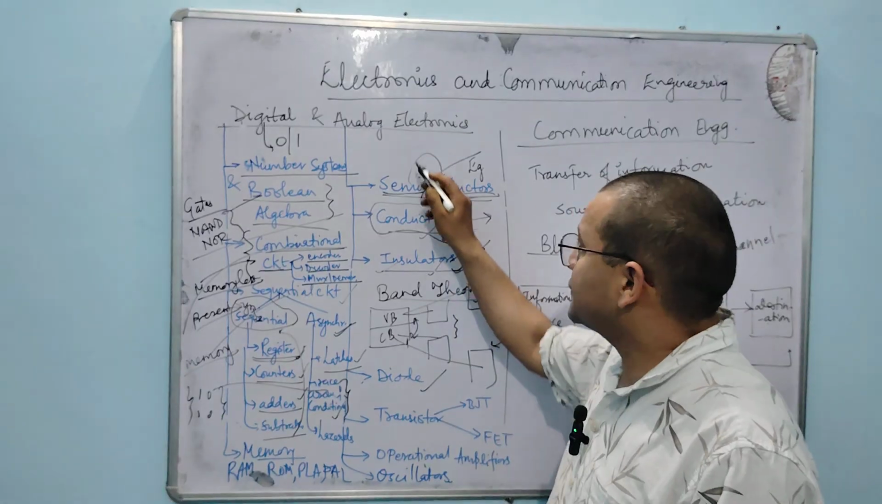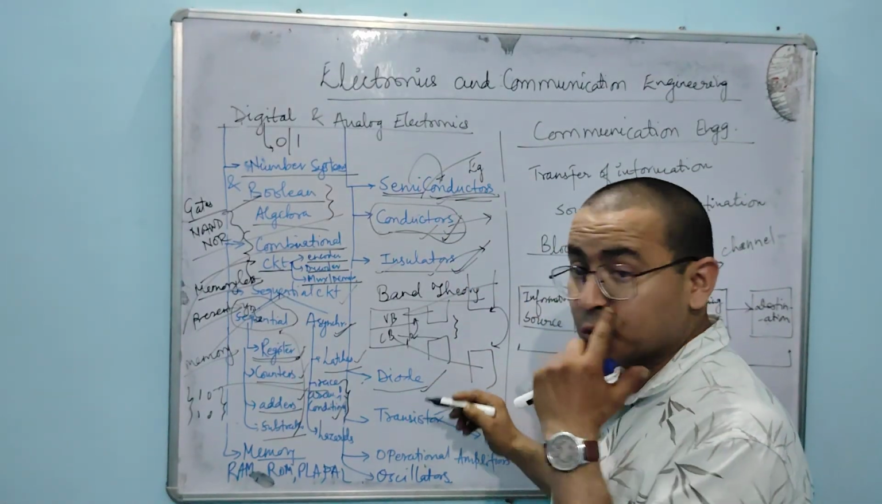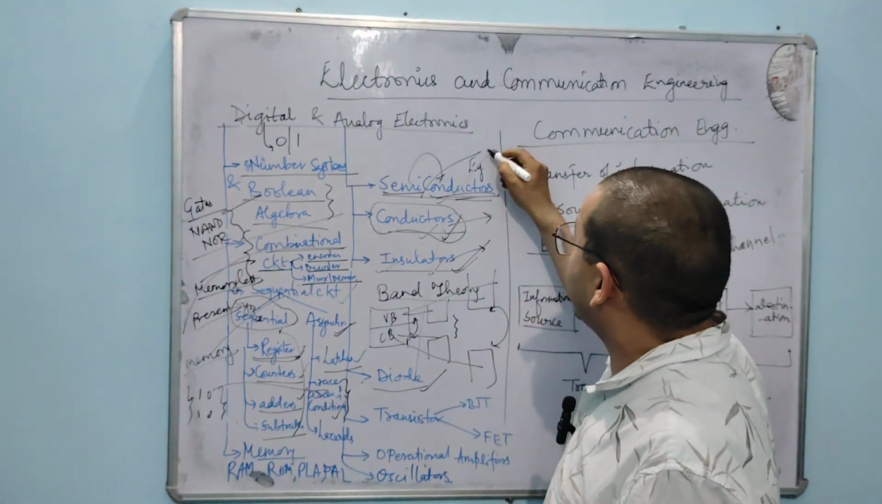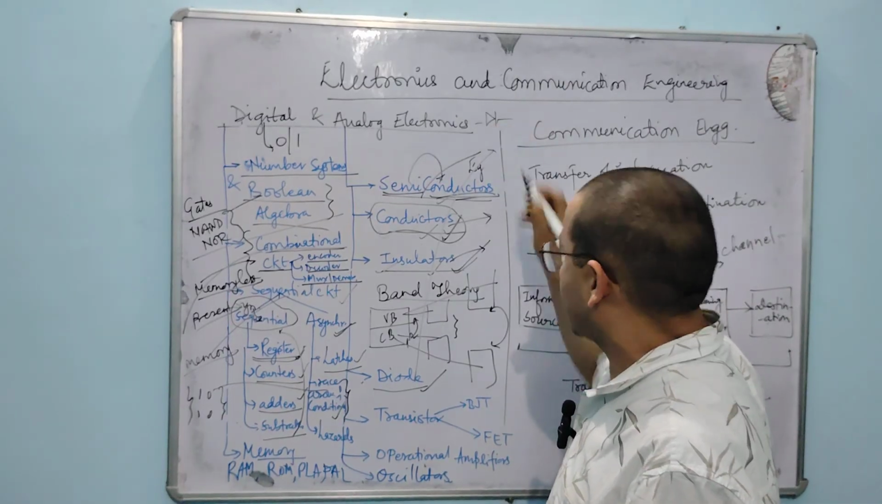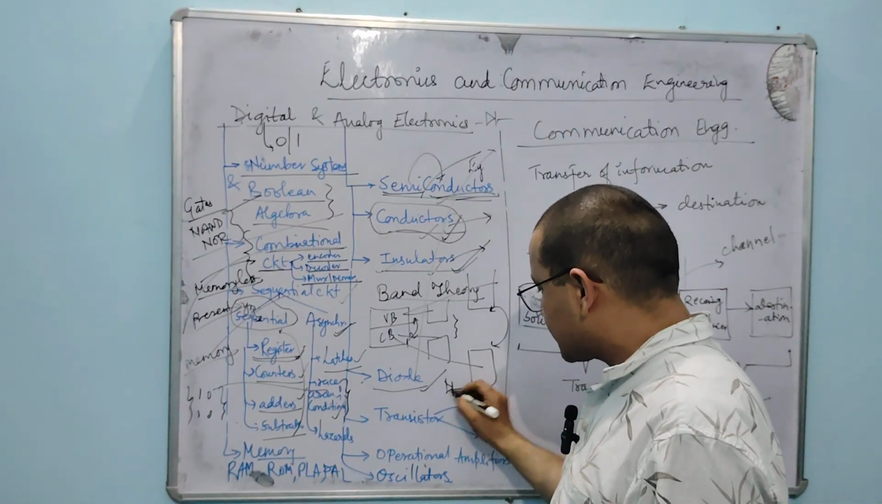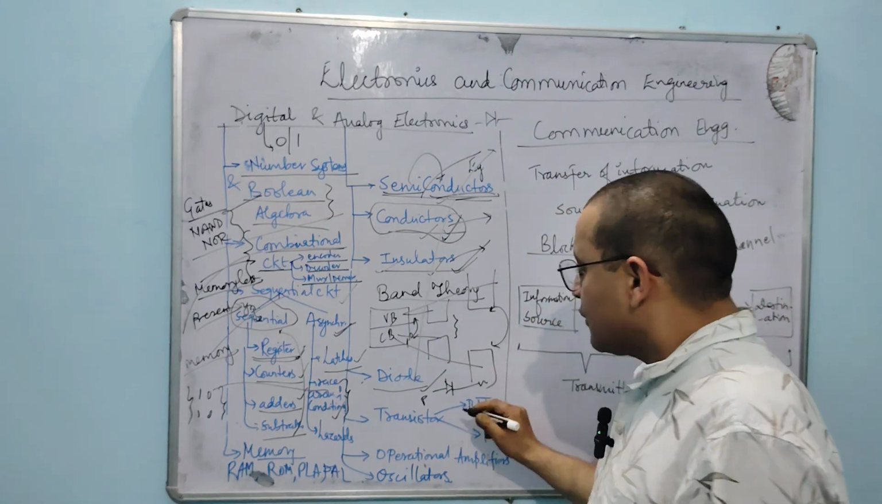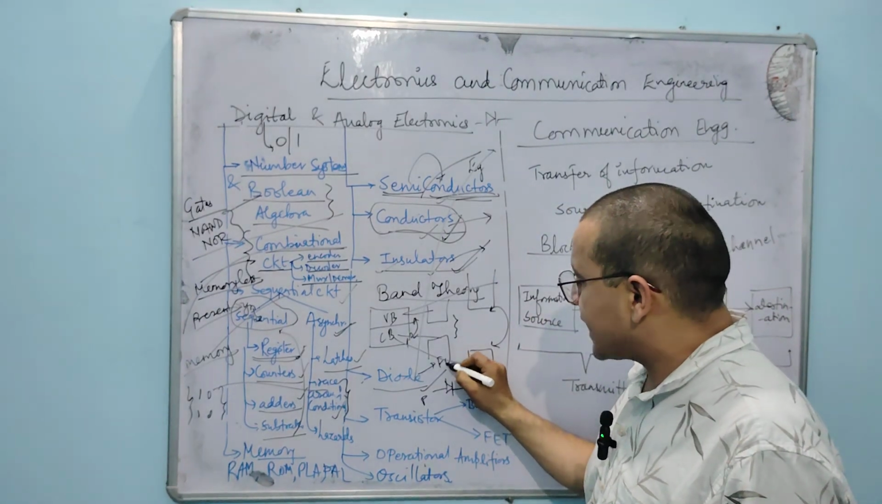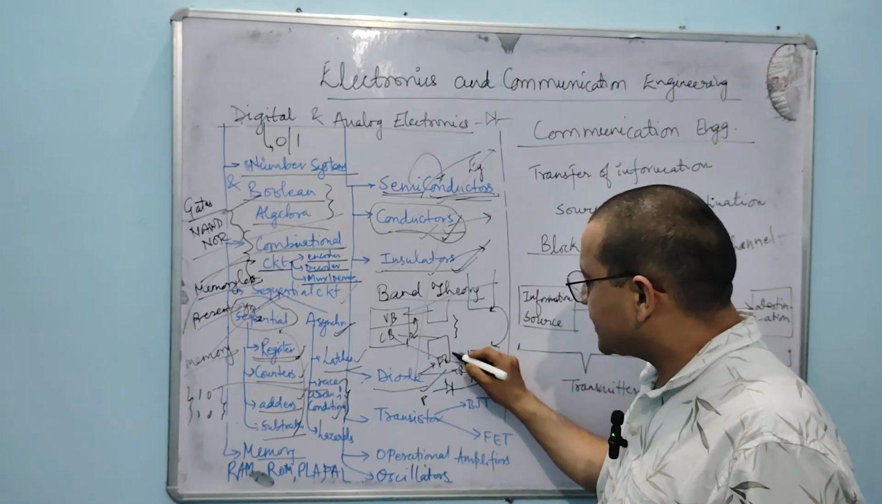Here we also discussed in this electronics, the diode. If we discuss the diode, we will also discuss the PN junction diode. We will discuss the PN junction diode, and the forward bias and reverse bias. What is forward bias and reverse bias?